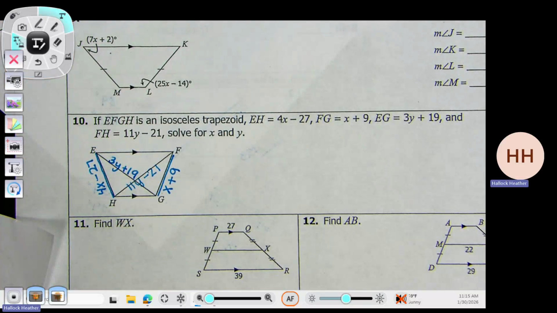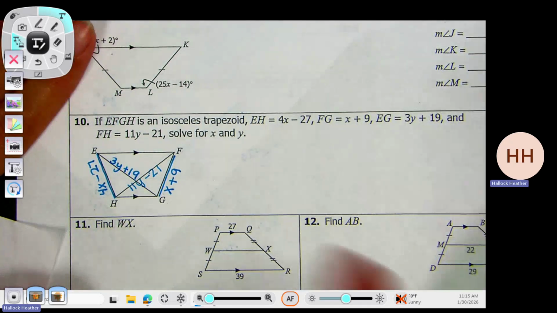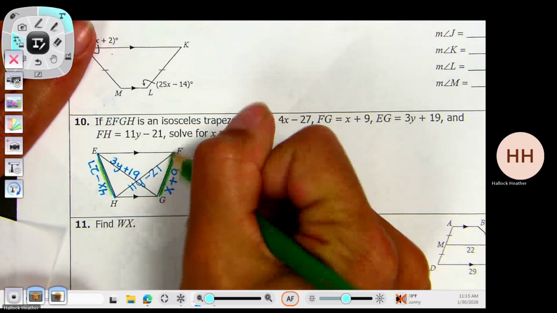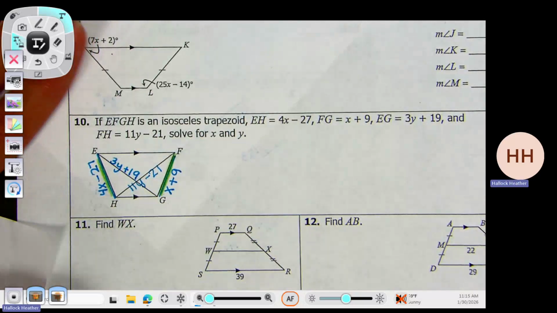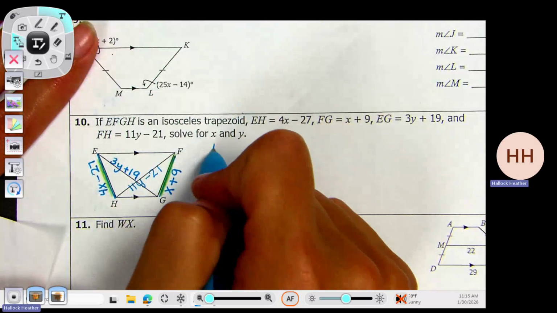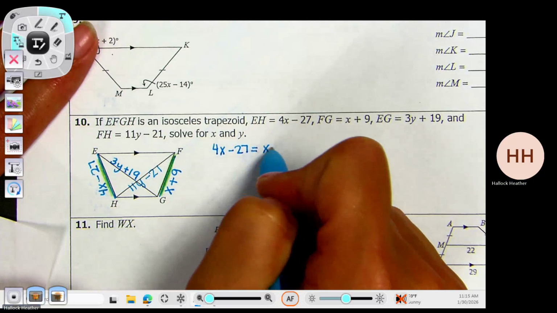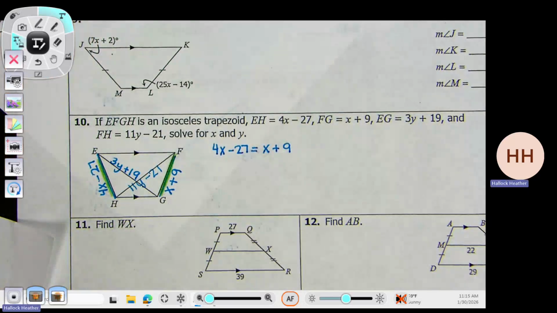So the sides match because it's isosceles. So this side's gonna match this side. And then the diagonals would also be congruent to each other. So the sides match, they're congruent. The diagonals match, they're congruent.